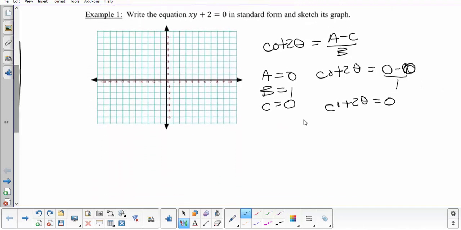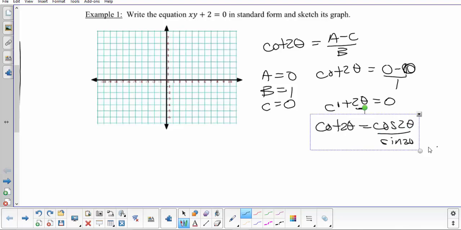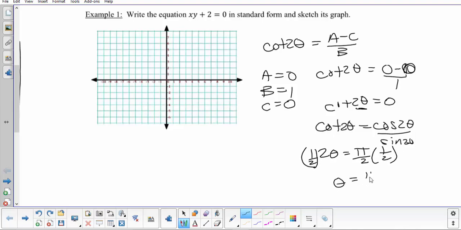Now, this is where our knowledge of the unit circle comes in, because in order to get the 2 theta isolated, we have to do inverse cotangent of 0. Remember, cotangent of 2 theta is really cosine of 2 theta over sine of 2 theta. By applying our unit circle knowledge, we figure out that 2 theta is equal to pi over 2. And then to finish isolating theta, we multiply by 1/2. So theta is pi over 4. Our angle of rotation is pi over 4, and this theta is going to be very helpful for the other formulas as we go through.